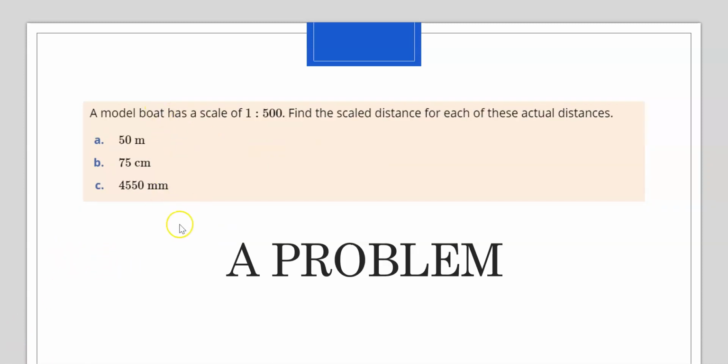Okay, now in this case, a model boat has a scale factor of 1 to 500. Find the scale distance for each of these actual measurements. So these are the actual measurements.